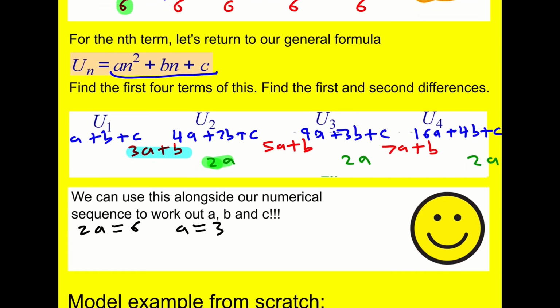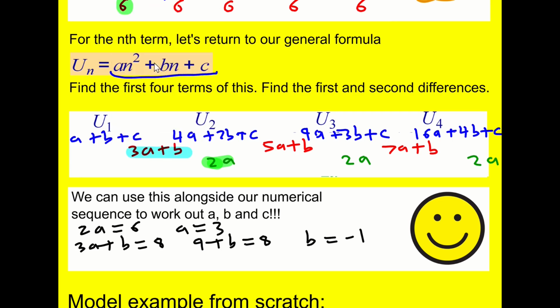I can write down that 3a plus b is equal to 8, but now I know what a is. It's just 3, so 3 times 3 is 9, so it's 9 plus b equals 8. And so b is going to equal -1. And I found two of the coefficients, two of these numbers in the sequence.